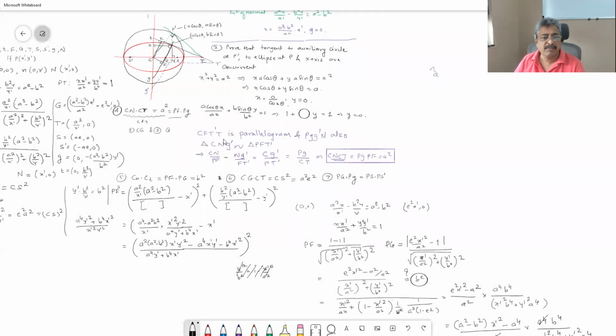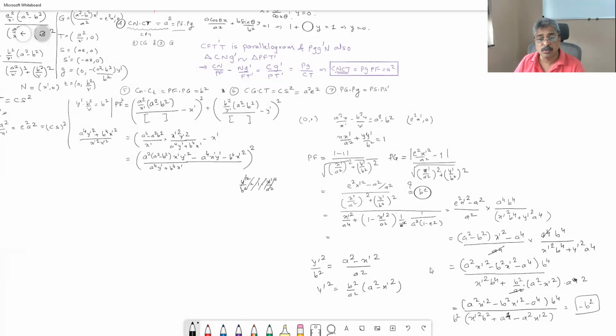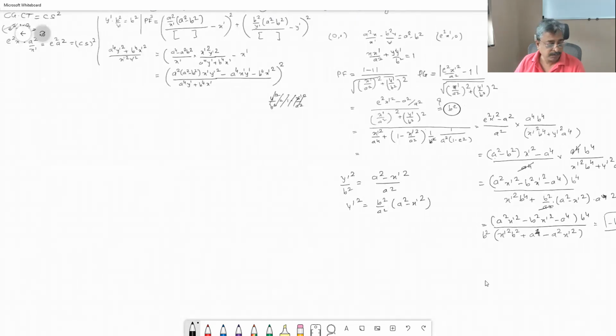So we are not finding out the remaining ratios. I think they are relatively easy. This was the most difficult which we did. Let us move on to the next property.